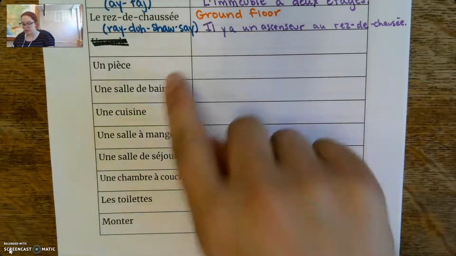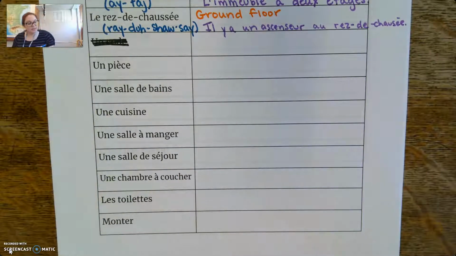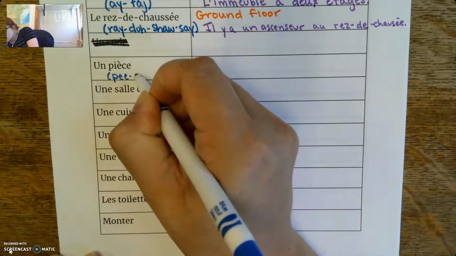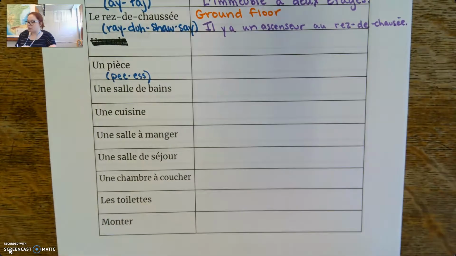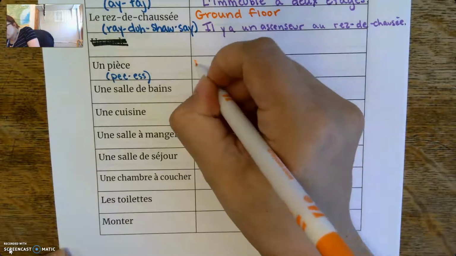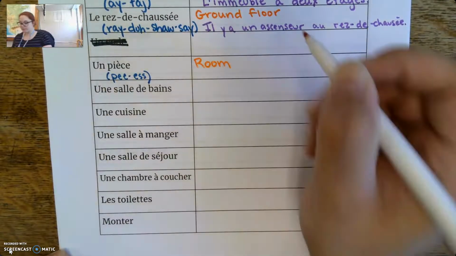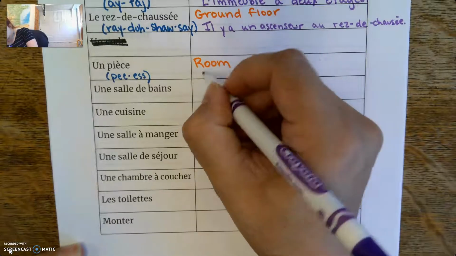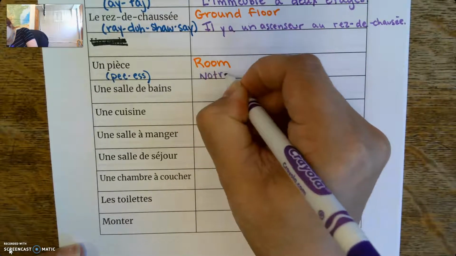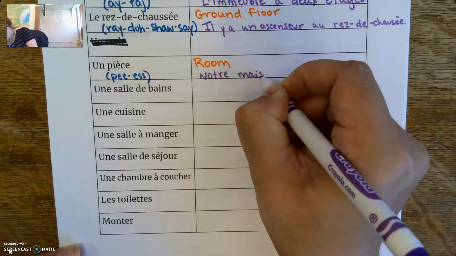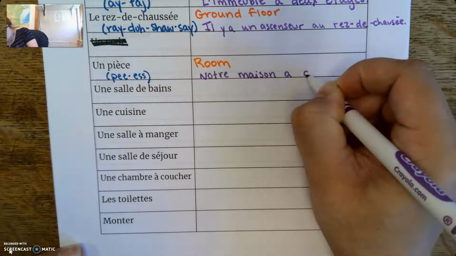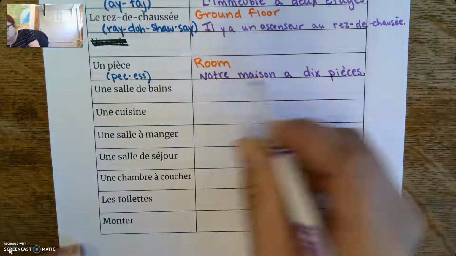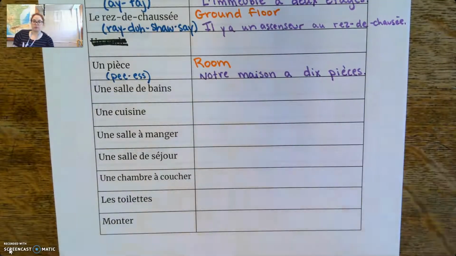So first we have the word une pièce, P-I-È-C-E, une pièce, that is a room. So I might say, notre maison a 10 pièces. So our house has 10 rooms.